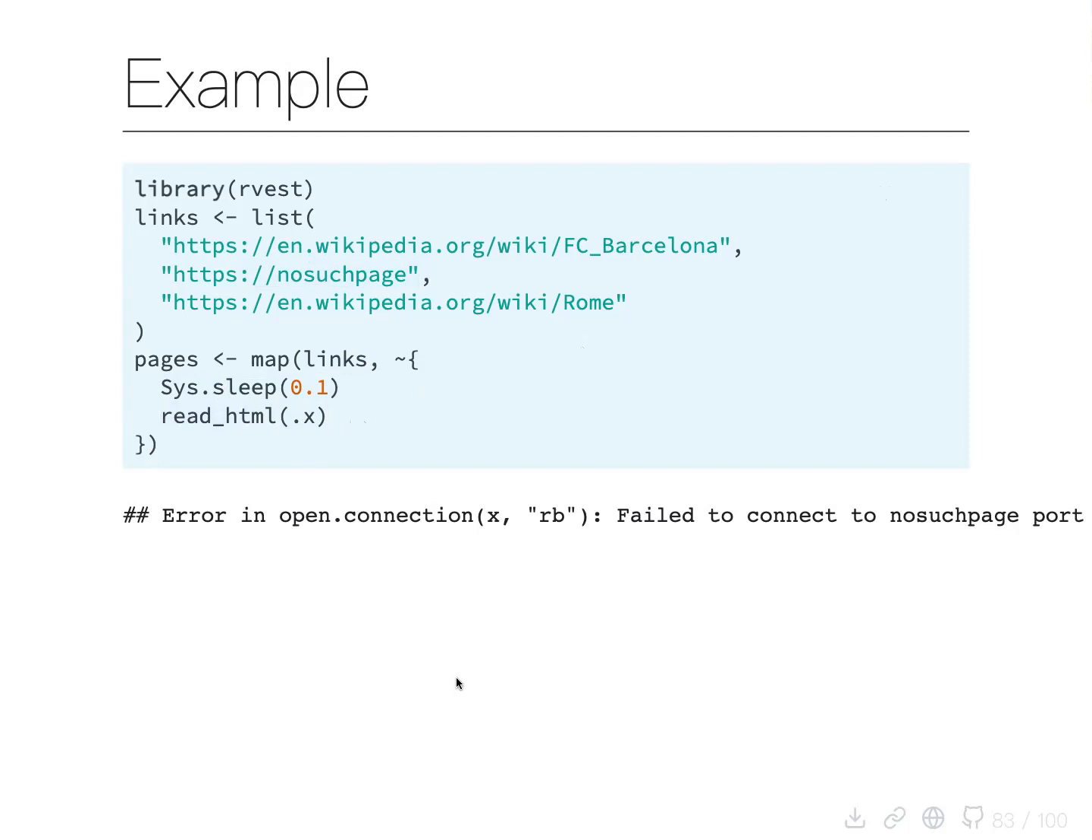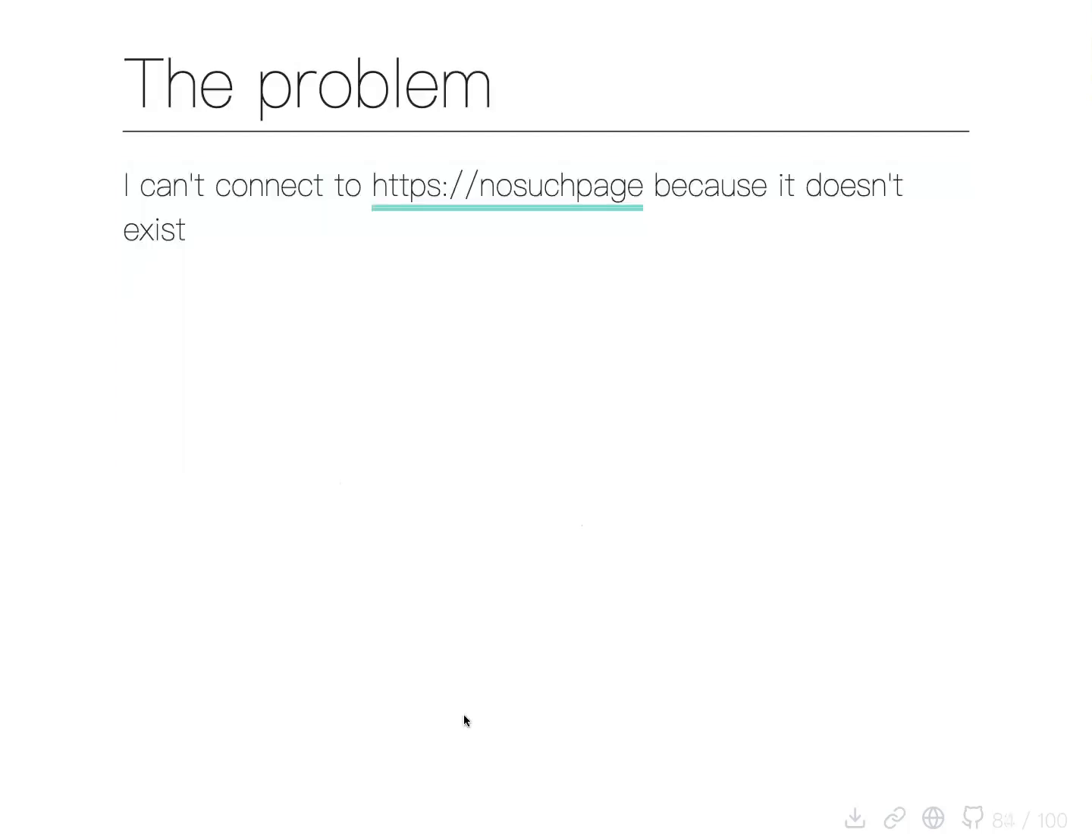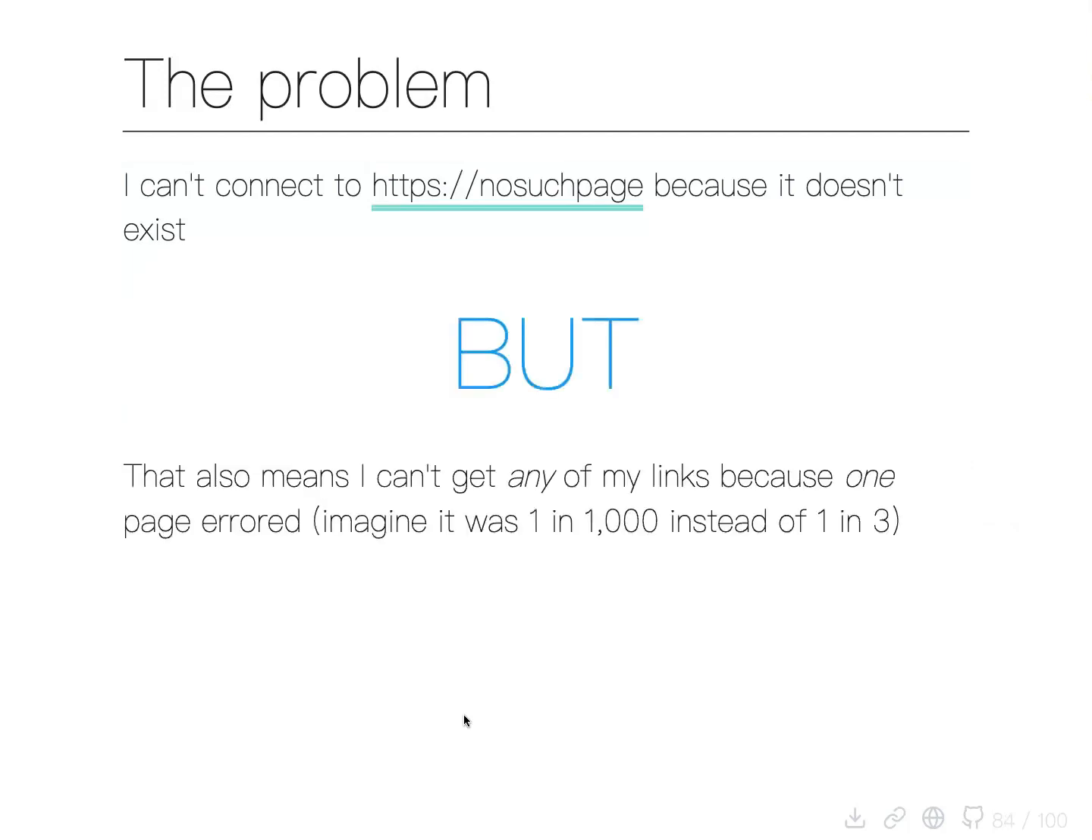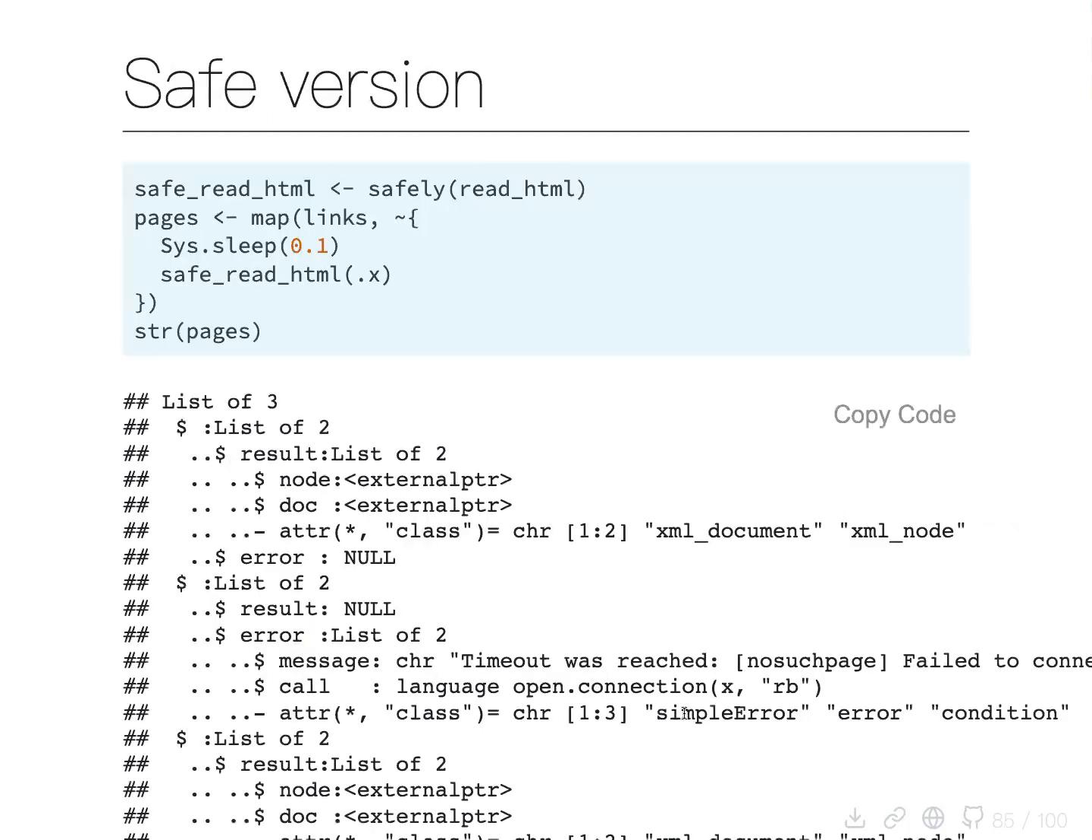However, when I do that, I don't get anything back at all, because it couldn't connect to this one. Because it can't connect to that one, I get no results back in my object. I can't connect to no such page because it obviously doesn't exist, but that also means I can't get any of the links, which is very frustrating. It's not a big deal if it's 1 in 3, but obviously it is if it's 1 in 1,000 or more. So safely helps here.